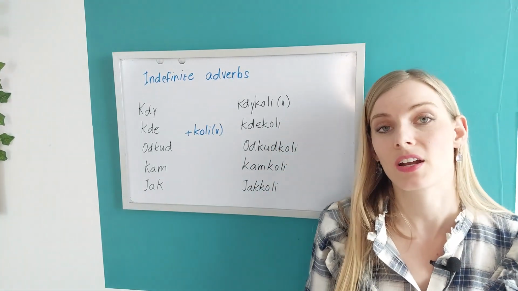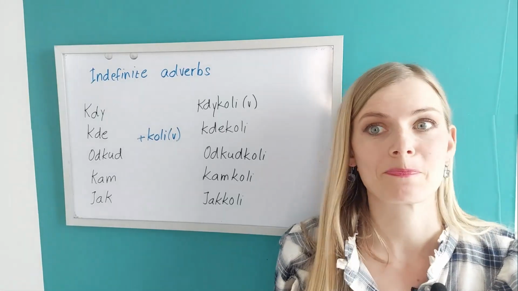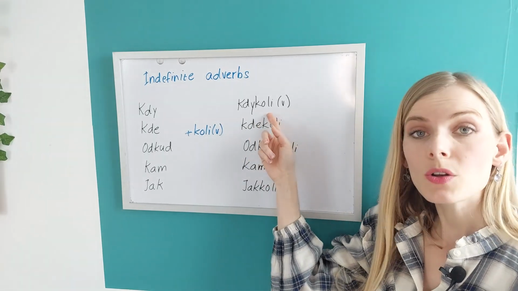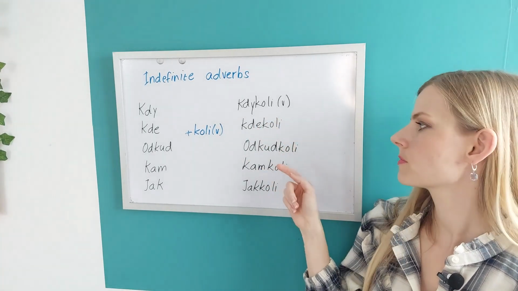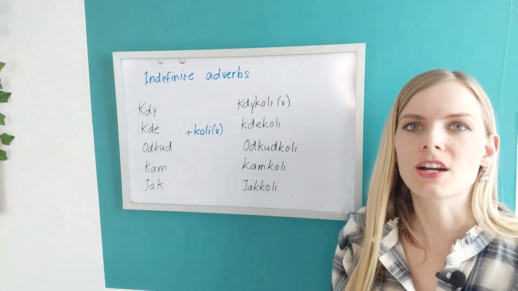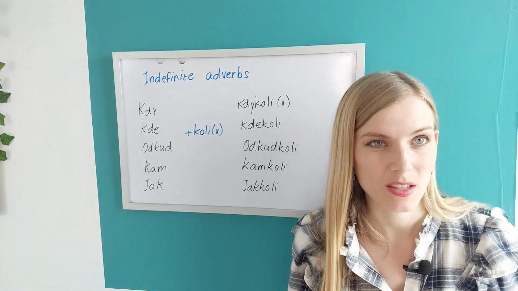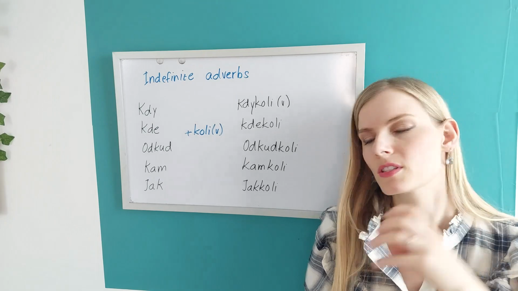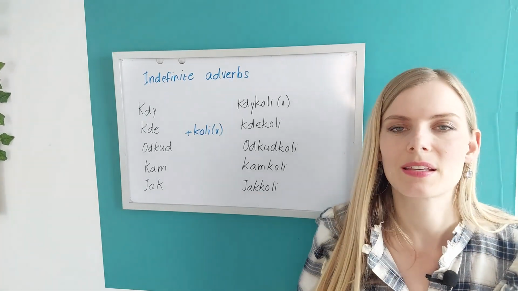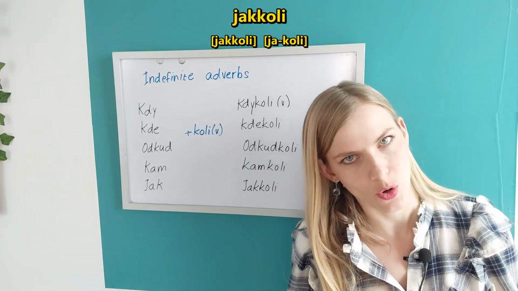Jakkoli. And we actually read it as double K. Jakkoli, jakkoli, jakkoli. Let's read them together. Kdykoli, kdekoli, odkudkoli, kamkoli, jakkoli. I bet you didn't hear me say double K here because I said it quickly. Jakkoli. It's almost like a silent K, but there is a little bit of space, a little bit of gap when I pronounce it. Jakkoli, jakkoli.